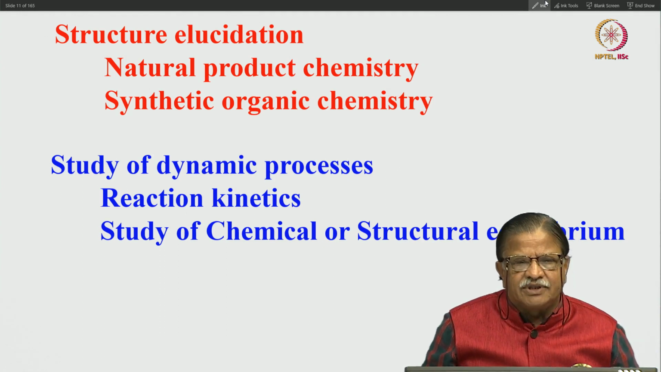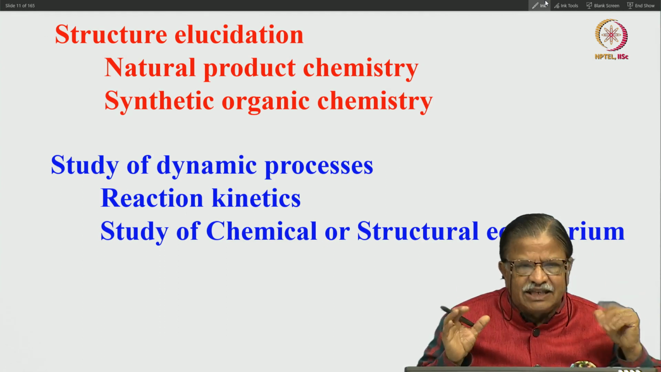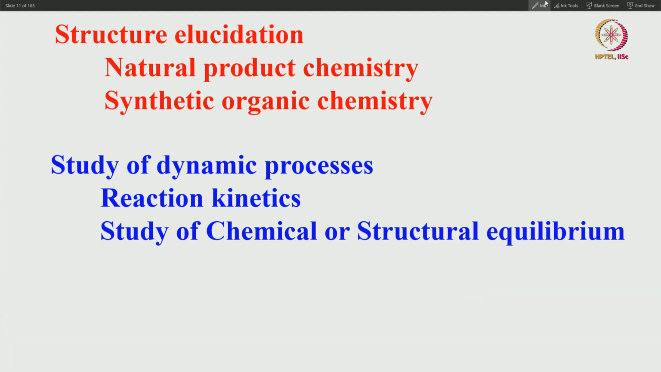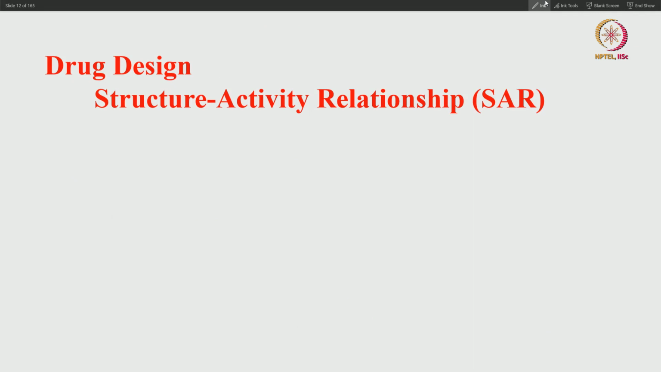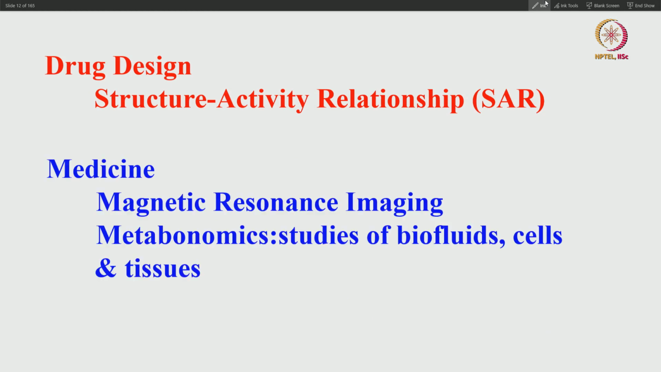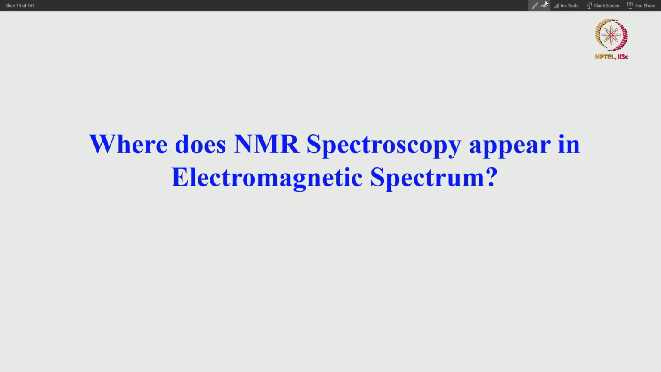You can study dynamic processes, like reaction kinetics, and the study of chemical and structural equilibrium is possible. You can study biomolecular structure determination, like the structure of proteins, nucleic acids, polysaccharides and a variety of other things. You can use it for drug design. You can investigate structure activity relationships. It is also used in medicine, especially MRI, magnetic resonance imaging, where you can also study metabolomics, where we can investigate biofluids, cells and tissues.